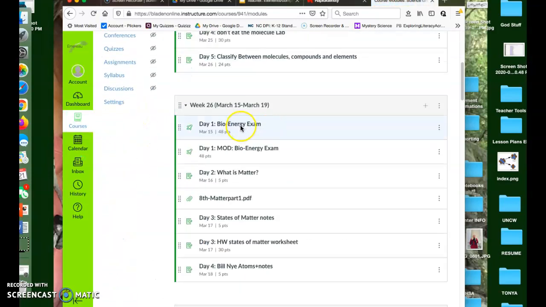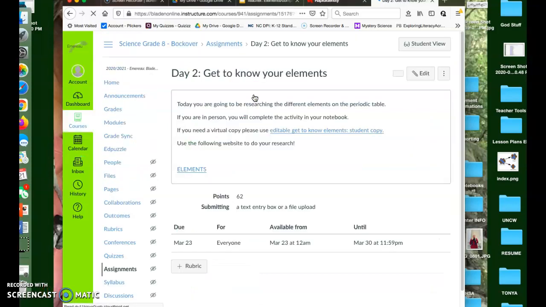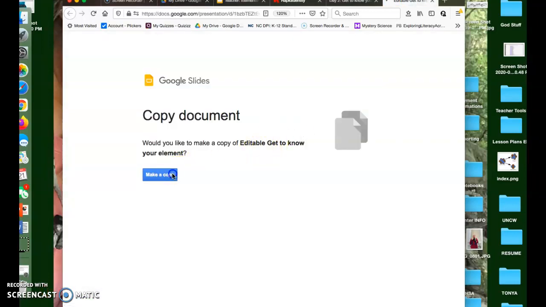So your notes are going to go right here to element notes. Get to Know Your Element is tomorrow's assignment. Today you're going to be researching the different elements on the periodic table. If you're in person, you're going to complete the activity in your notebook. And if you're virtual, please use this copy right here. We're going to make a copy.